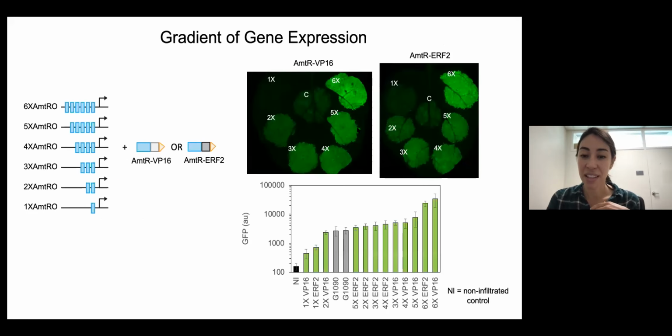And we may, in this case, want to operate even further down this expression control gradient. What I'm showing here is actually a completely uninfiltrated control. And you can see that there's some space in between the uninfiltrated control and our weakest synthetic promoter, in which we can build systems where we're driving an even smaller amount of expression. And those even weaker promoters might be useful for actually tuning development.